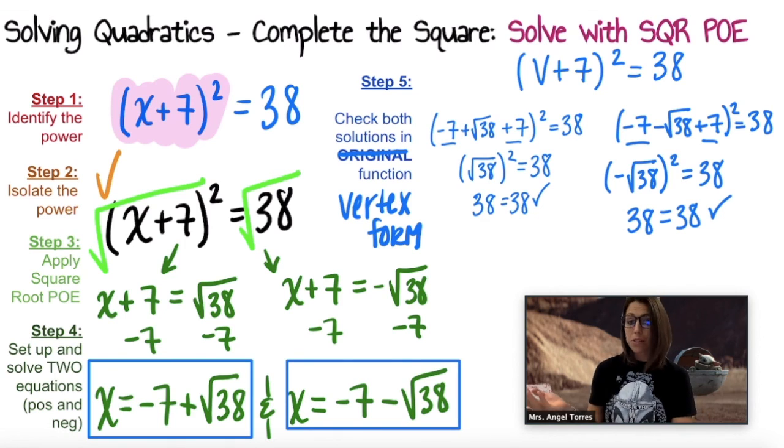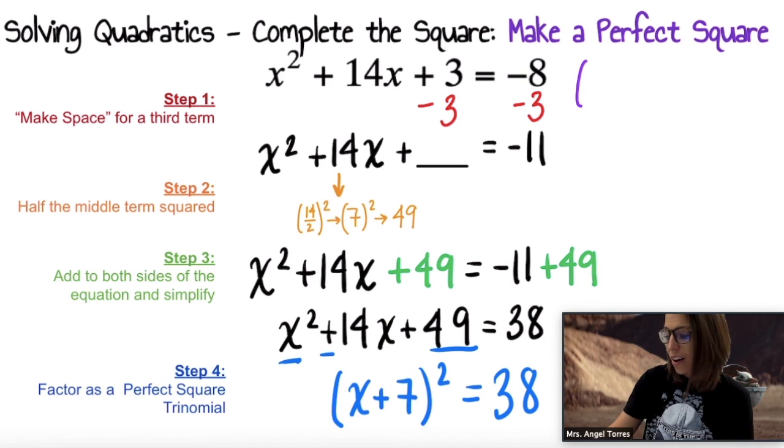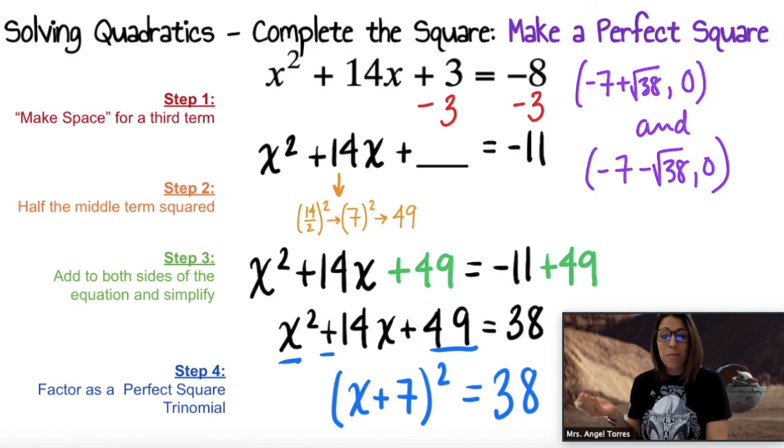So what are the zeros here? Believe it or not, this quadratic has two zeros. They are (-7 plus the square root of 38, 0) and (-7 minus the square root of 38, 0). Because we checked them, and like I said, if you ask your teacher nicely, maybe they'll show you the check in standard form.